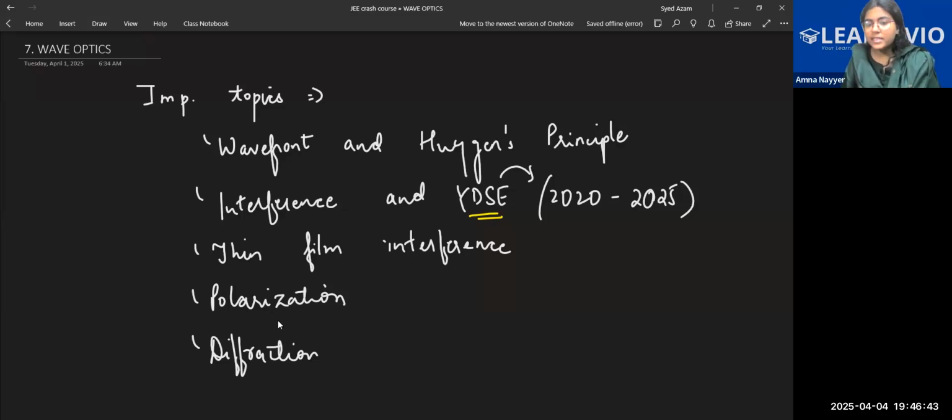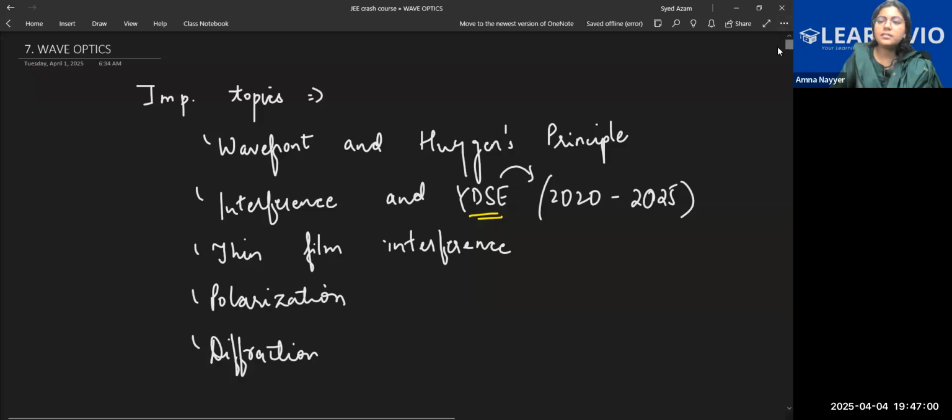And polarization, see, it is deleted from your school syllabus, but it comes in the JEE exam. So we'll be discussing that. And then diffraction, this will be the last topic. So these are the important topics that we have to discuss.